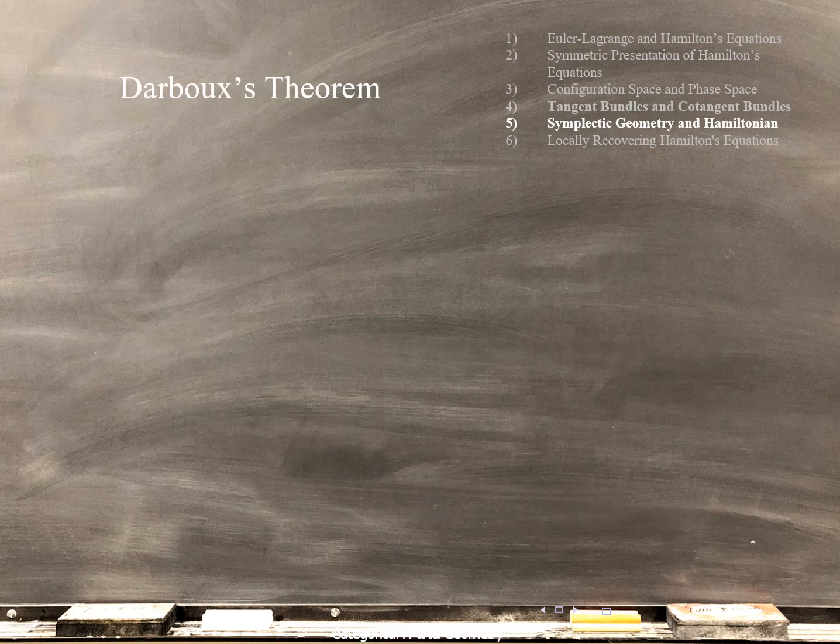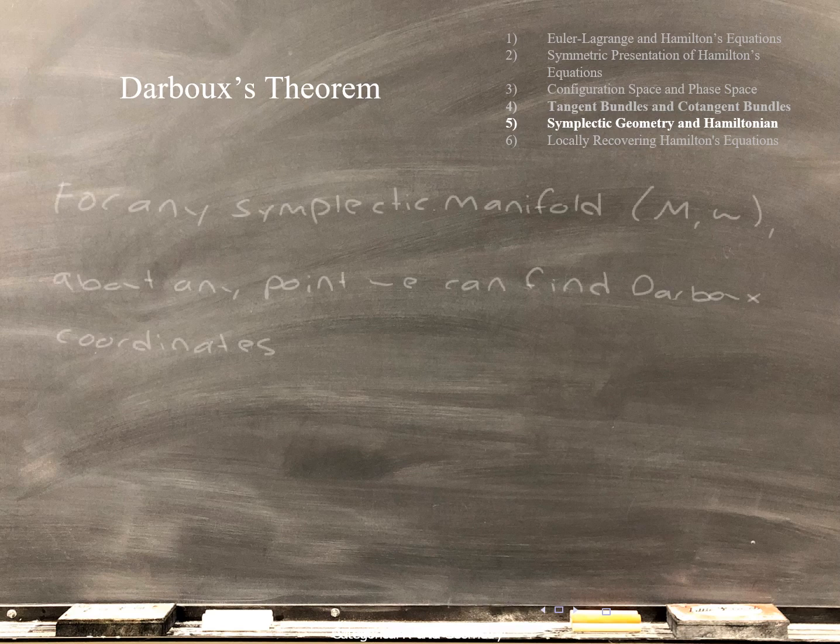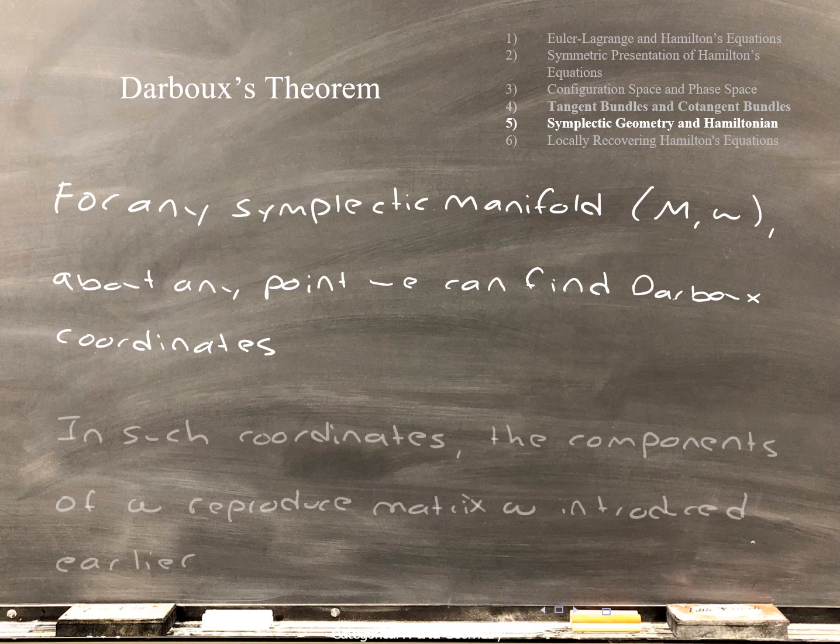Right. So what was the choice of coordinates in which we could realize this symplectic form with these components for the matrix? This is what's called Darboux coordinates. Darboux's theorem says that for any symplectic manifold, about any point we can find these Darboux coordinates such that the symplectic form takes this nice form in terms of its components. Right. So this will, in that case, precisely reproduce the matrix omega, which was introduced earlier in the local version of Hamilton's equations.